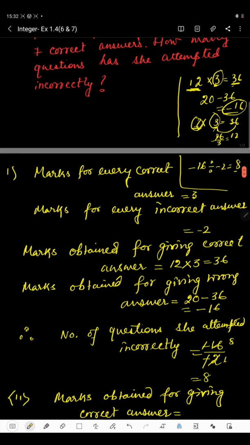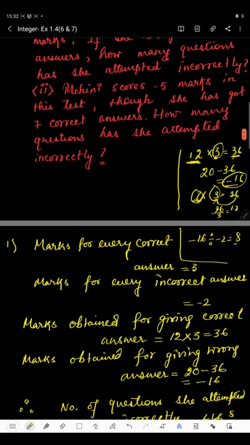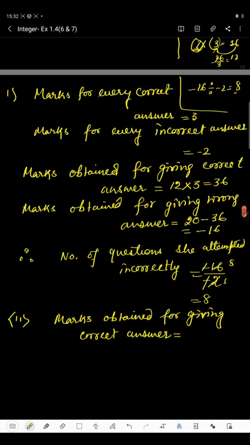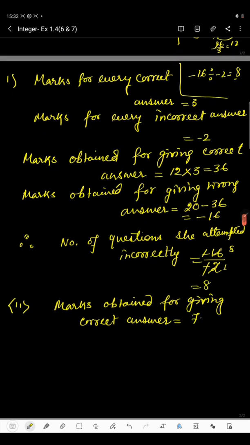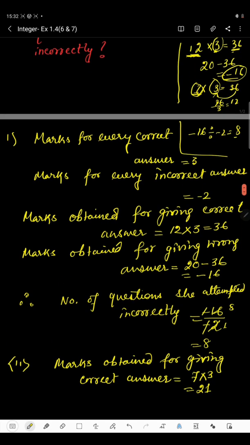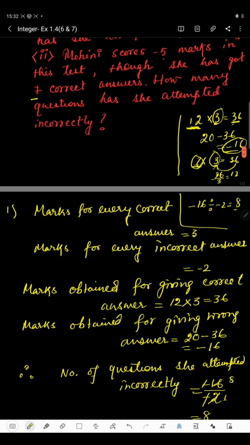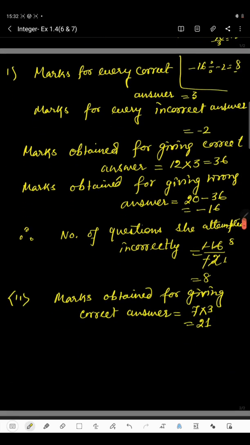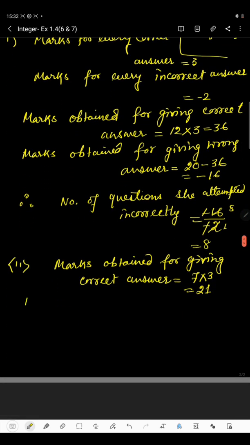See here, she has given 7 correct answers. So 7 will be multiplied by 3, because for one correct answer you will be getting 3. So the score obtained for giving correct answers is 21. But she has got -5 marks. That means she has got that much less marks for giving wrong answers.